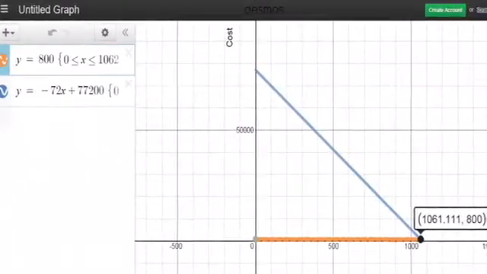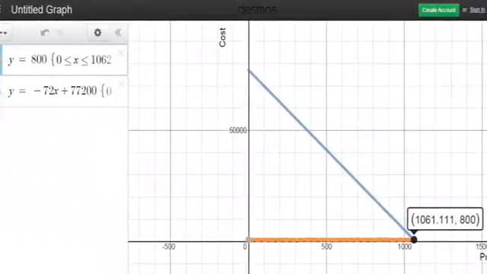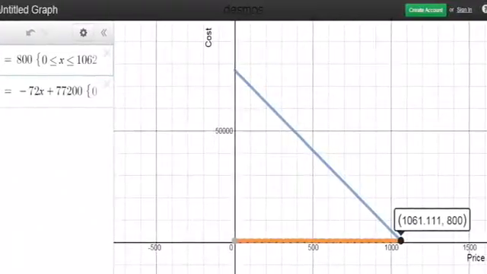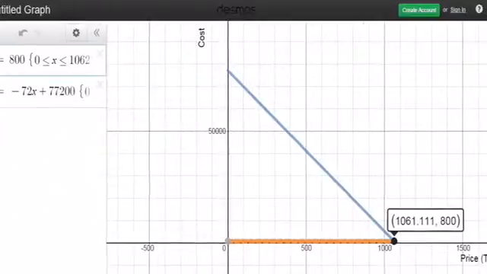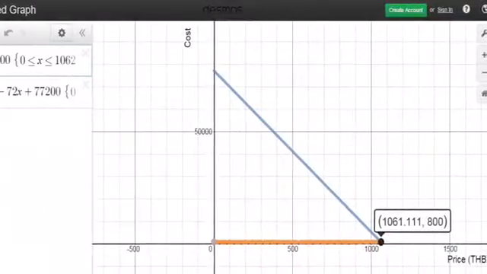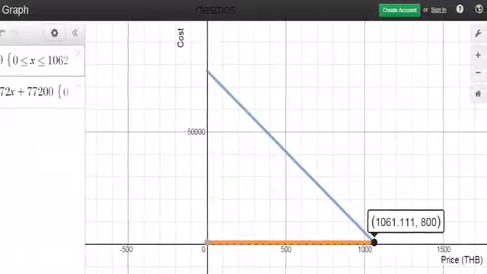In my graph, y = 800 is used to show the fixed cost of my product, and the blue line is used to show the function c(x) = -72x + 77,200, which is my operating cost function. Then, after I found my operating cost function, I have to find my income function, which will show me what is the best price which will give me the best income.